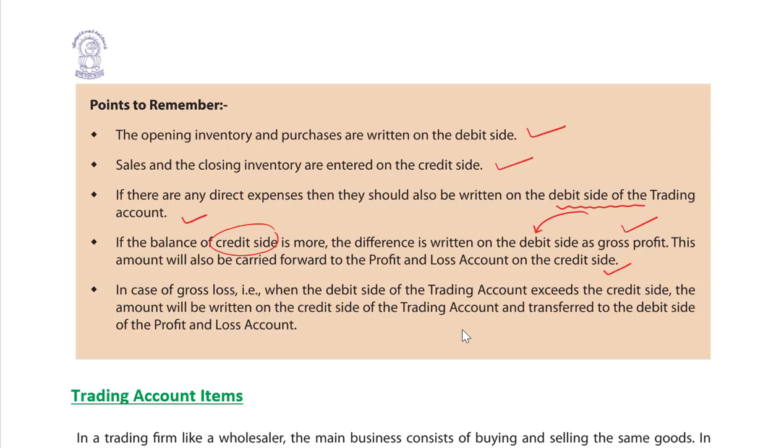In case of gross loss, when the debit side of the trading account exceeds the credit side, the amount will be written on the credit side of the trading account and transferred to the debit side of the profit and loss account.